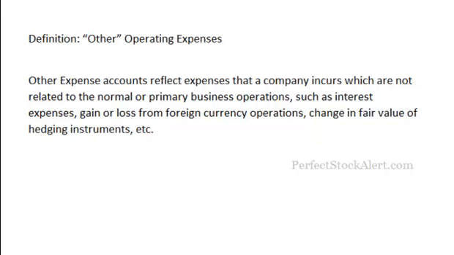Today we'll be looking at the definition of other operating expenses. As I do in each one of these fundamental analysis videos, I'll give you the actual definition, then we'll go on and look at some actual examples, give you a little bit more insight into it. Other expense accounts reflect expenses that a company incurs which are not related to the normal or primary business operations, such as interest expenses, gain or loss from foreign currency operations, change in fair value of hedging instruments, etc. Each company is going to be different, so we'll look at them right now.